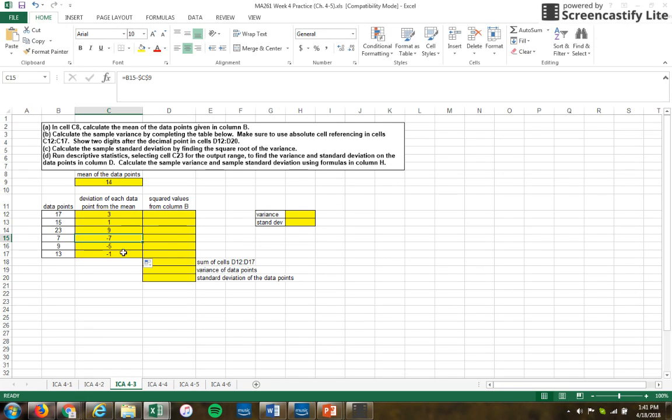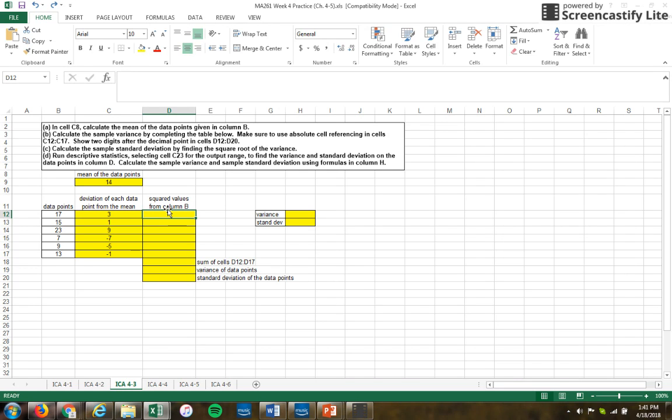So now we found the deviation of each of these points from the mean of the data points. And again, if we add this up, we can use our sum function, our auto sum function. Notice it comes up to 0, which tells us really nothing. So in order to find what the deviation is, we have to square all of the data that we have here.